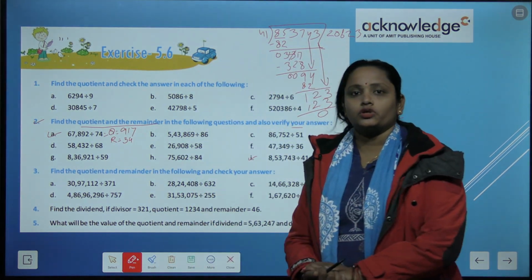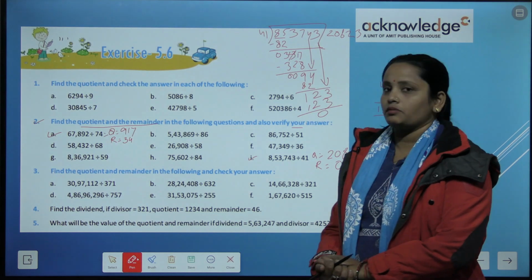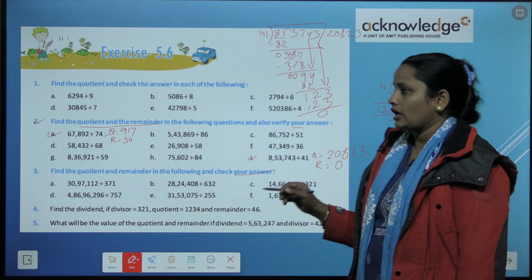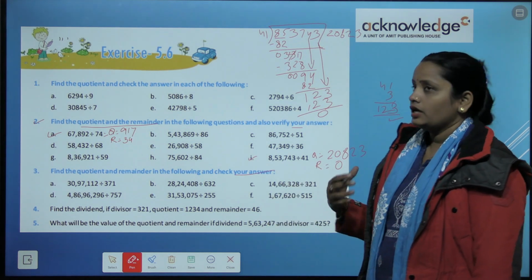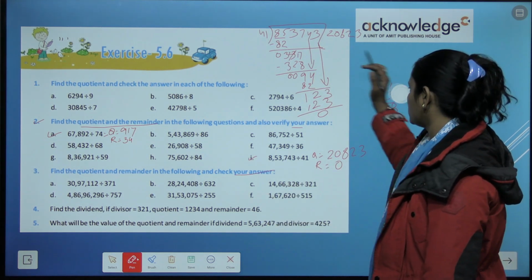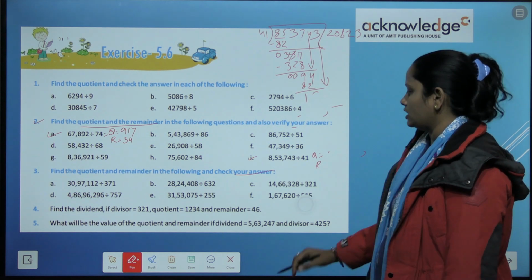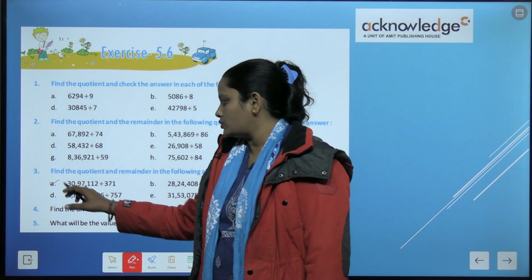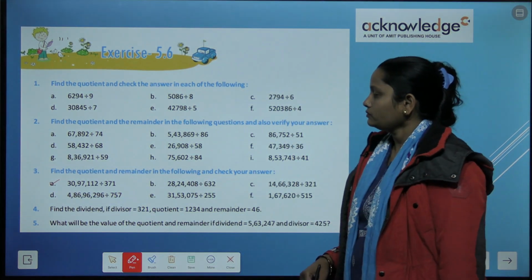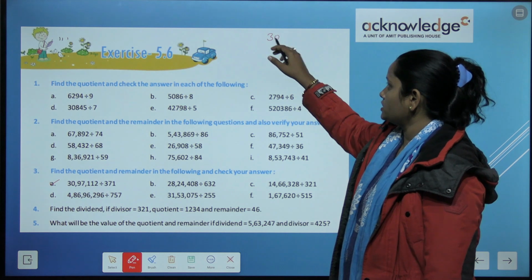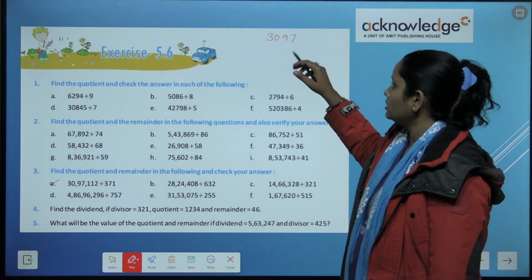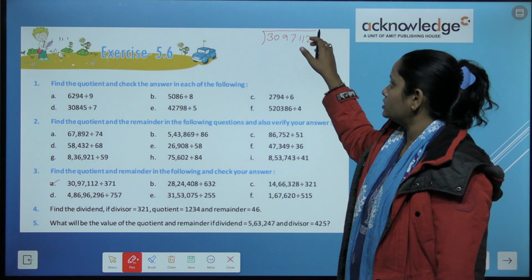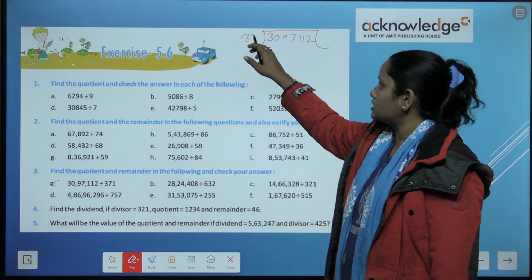Now let's move on to question number 3. Find the quotient and the remainder in the following and check your answer. So check भी करने को यहाँ पे कहा है, हमें फॉर्मूला में डालना है children, and then we can check it like we have done it before. So let's do this one first. The number is 3097 and it is to be divided by 371.